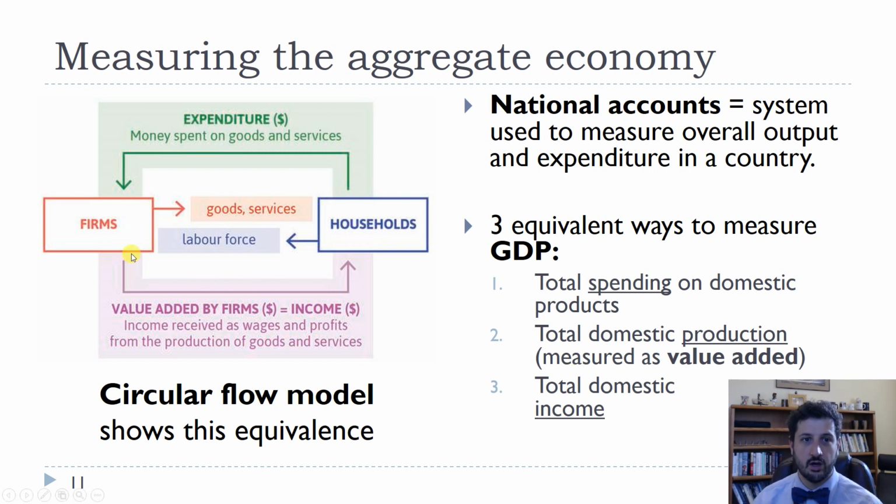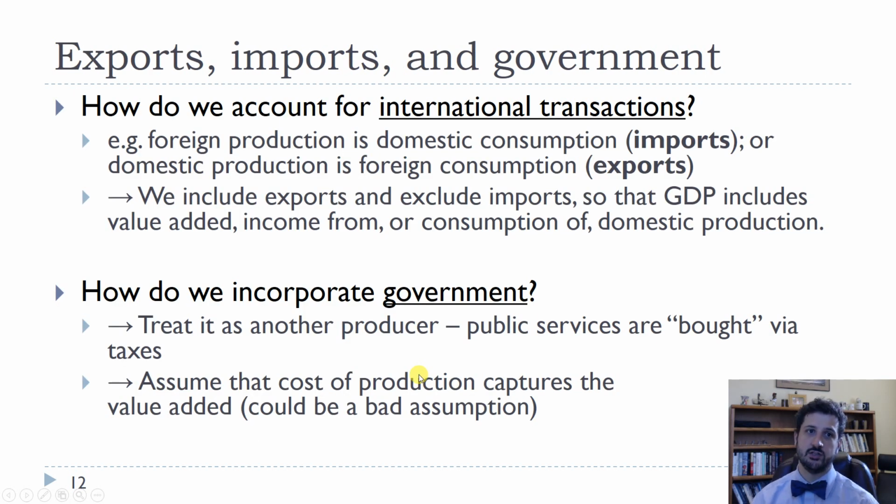Where firms are selling goods and services to households, and households are providing the labor force to firms, right? So the value added by firms becomes income for the households, and the spending by households becomes revenue for the firms. Now, there's a couple big pieces left off of this circular flow diagram, right? So we need to think about both countries outside the country that we're interested in and the role of the government.